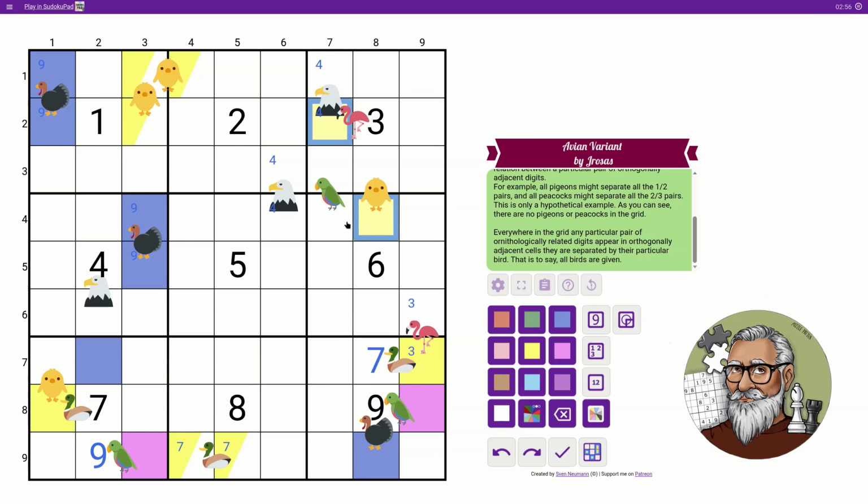So what else? So yellow is not 3, right? Yellow is not 3. That should have worked anyway. This becomes 3. We need a 3 here. It's not in, well, no, I need a 3 there.